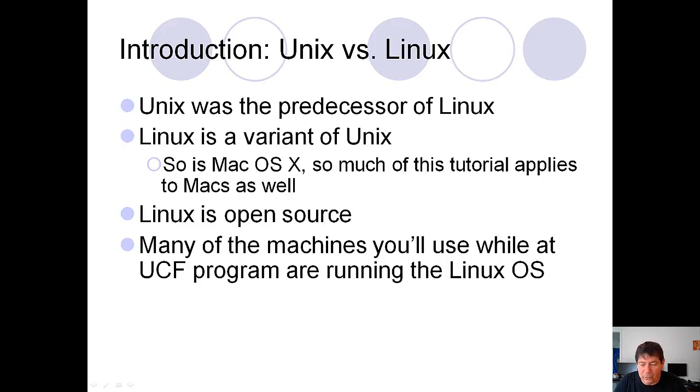So Linux is open source. You can grab the whole thing. You can make your own distribution that specializes in certain things. A couple of examples of this are the Paladin distribution, which comes with a lot of forensics tools. We use that in 5131, and we're going to use it quite a bit in this course. So it's completely open source, which means you can make your own distribution for whatever you need. Many of the machines you'll use while at UCF, in the UCF program, are running the Linux operating system. So you'll see it all over the place.